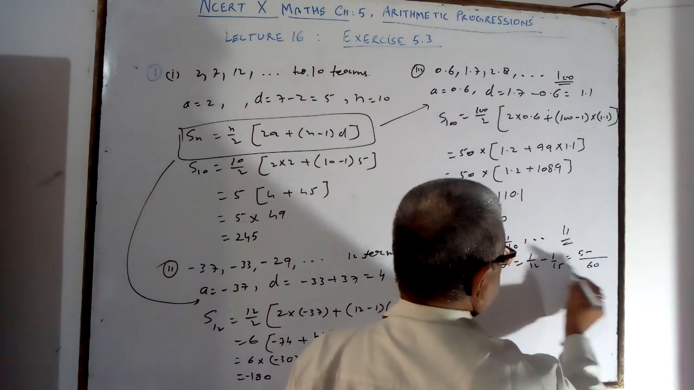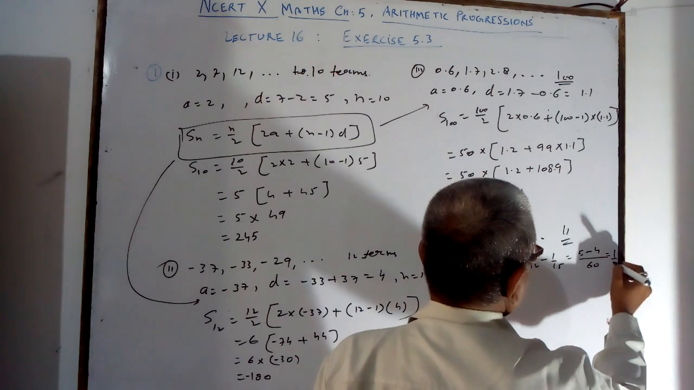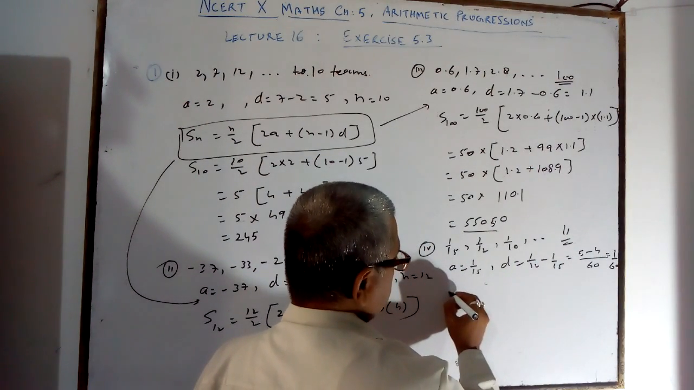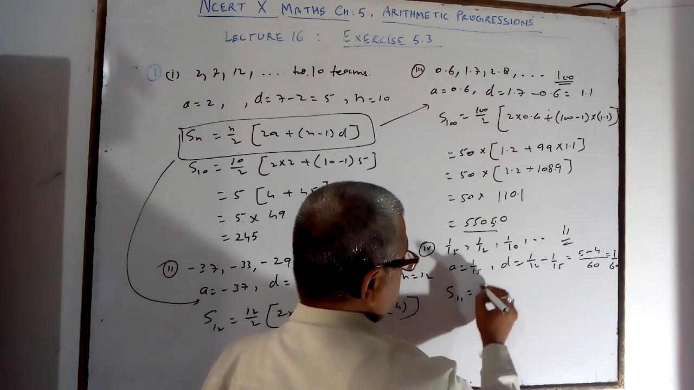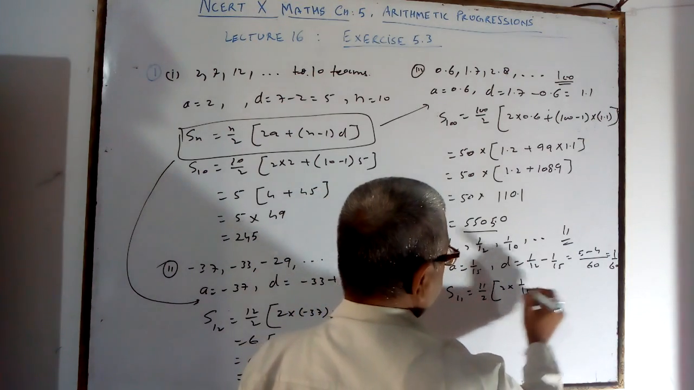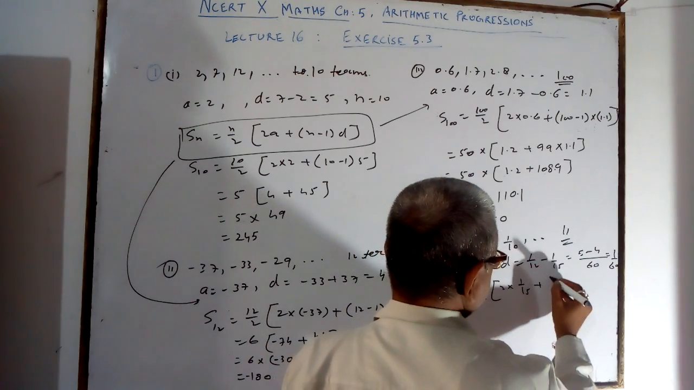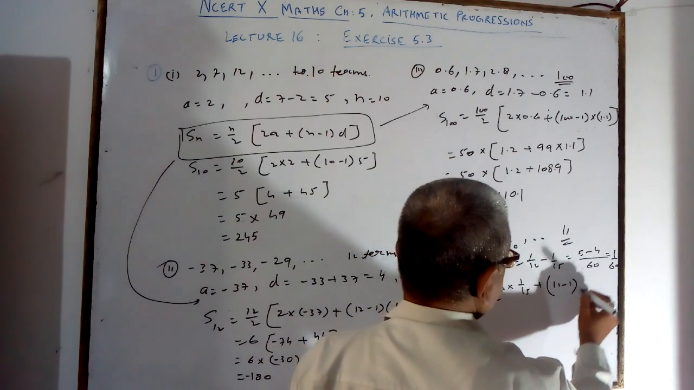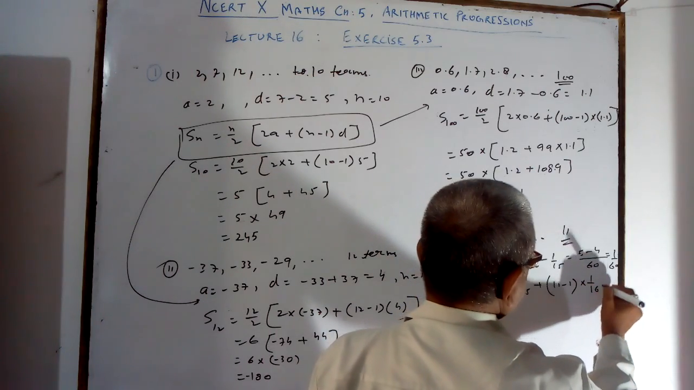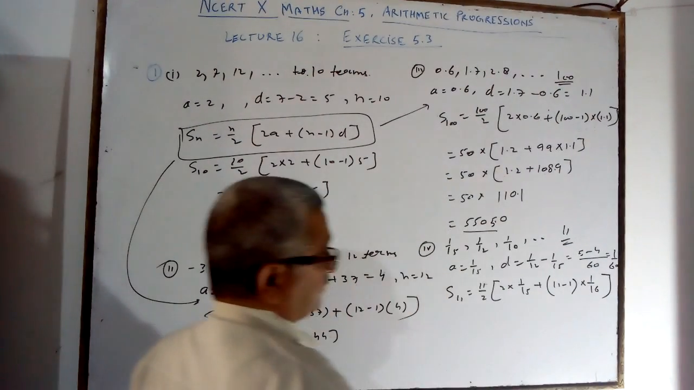5 minus 4. What are you getting? 1 upon 60 is d. So n is equal to 5. 11 by 2, 2 into 1 upon 15 plus 11 minus 1 into d, 1 upon 60, like this.